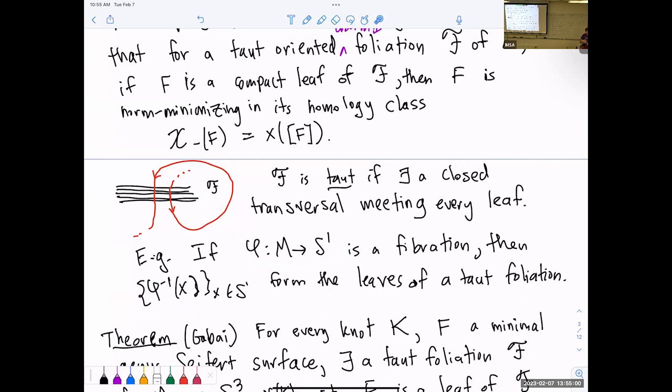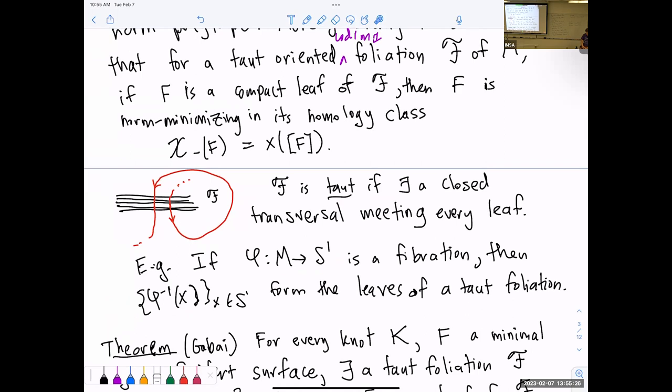So again, if you have a fibration over the circle, then the leaves form a taut foliation. It's not hard to take a loop that's transverse to the leaves of your fibration that goes all the way around and meets the fiber, and then you can make it close up using a connected component of the fiber, for example. So this generalizes the notion of a manifold fibering over the circle. But the leaf space of a taut foliation in general can be very nasty and complicated, so there's not quite a natural notion of a fibration of a taut foliation.